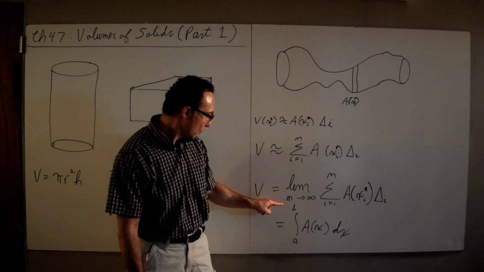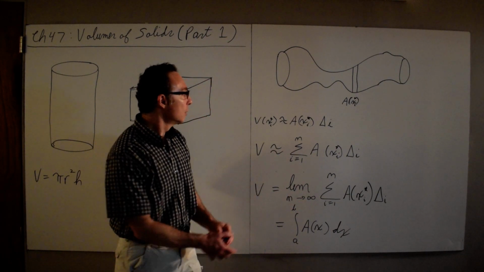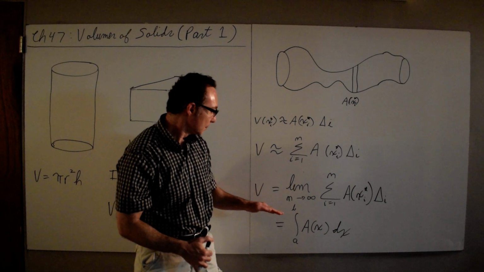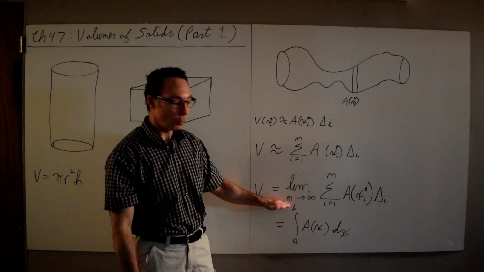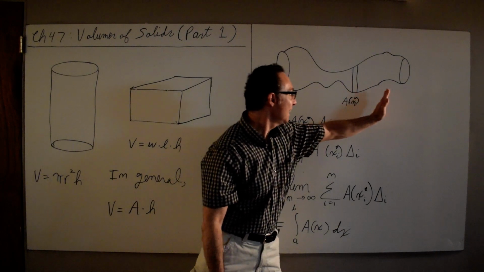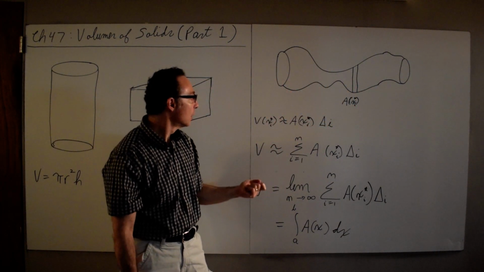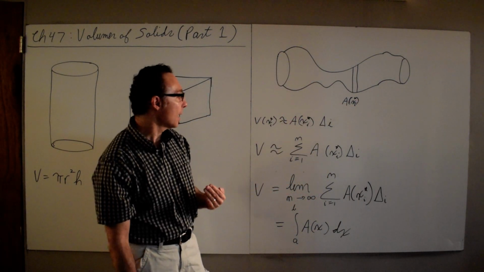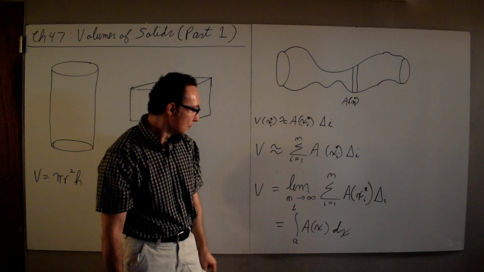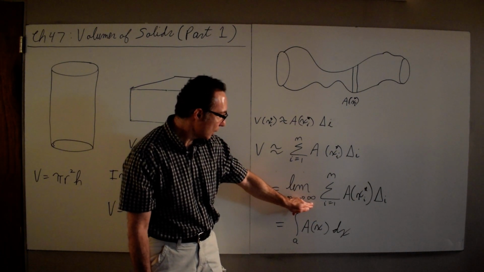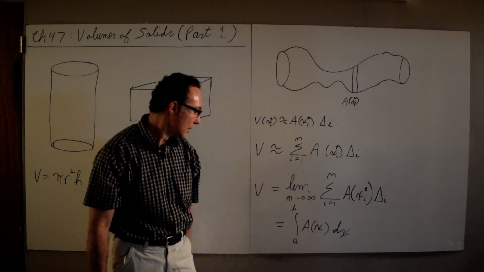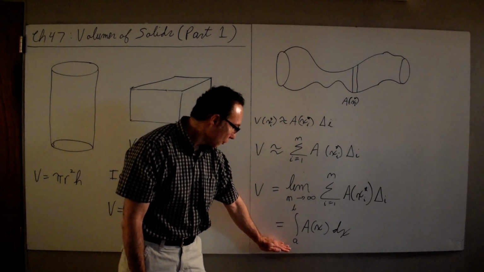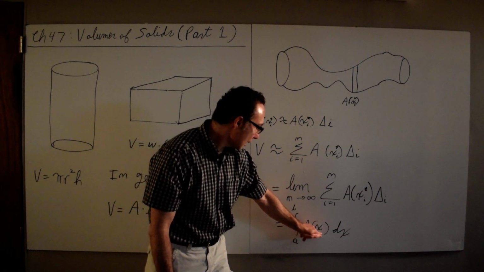So what do we do? We take the limit as n goes to infinity, so we chop this interval up into smaller and smaller pieces. And as we did with integrals, let's pretend that we're chopping it up into n equal pieces. So these delta i's are all this distance here divided by n. So b minus a divided by n, that's going to be our delta i. And we're going to take the limit as n goes to infinity of the sums of these volumes, and that's the volume. But what is that? That's the integral from a to b of A of x dx.